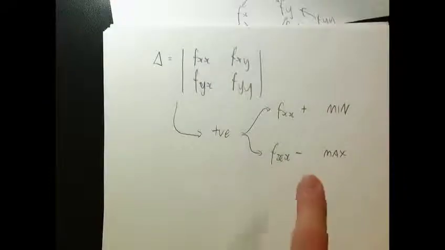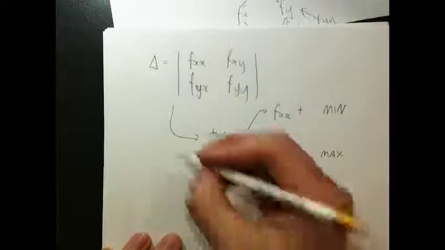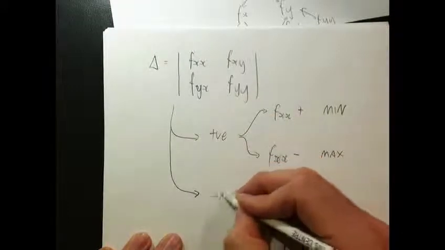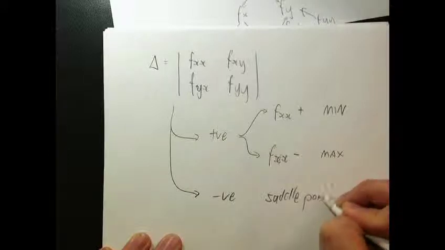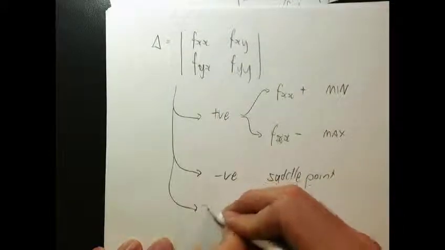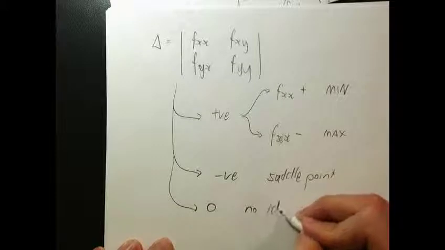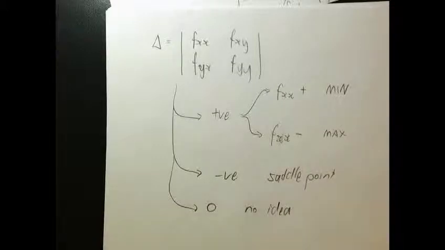That's because this fxx is the curvature in the x direction. Just like with ordinary functions, if you get a second derivative being negative, it's a maximum. If this comes out to be negative, it's what they call a saddle point. And if this comes out to 0, you have no idea. The test fails because it doesn't tell you anything.